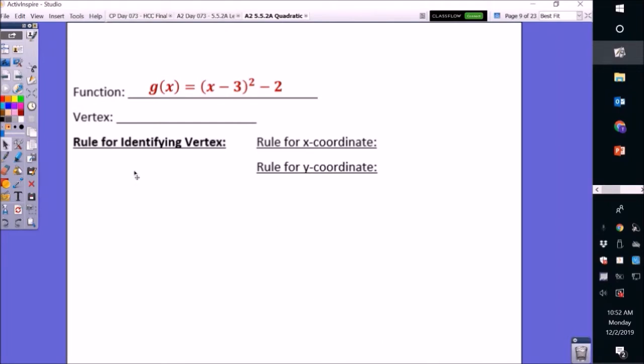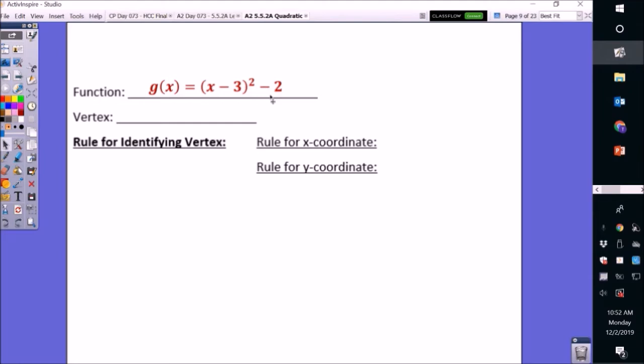So for the next example, we're going to focus on a new equation. So our new equation is g of x equals the square of x minus 3 and then minus 2. So now we actually have numbers that are involved in this equation. So first we're going to identify the vertex.